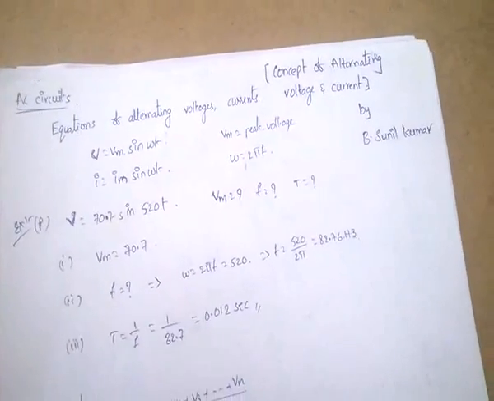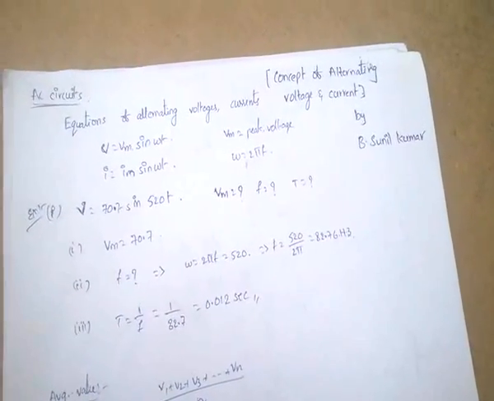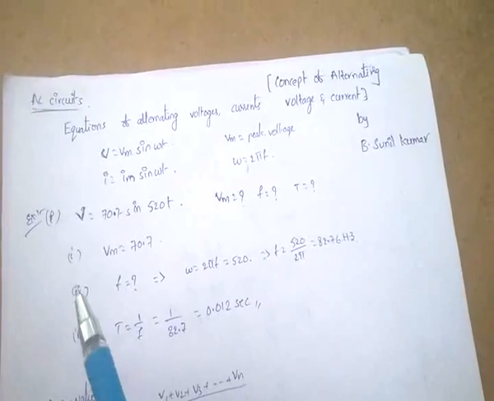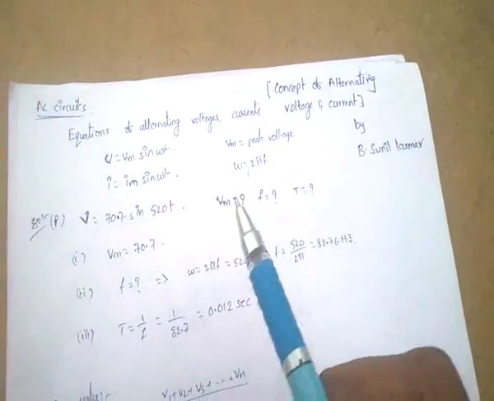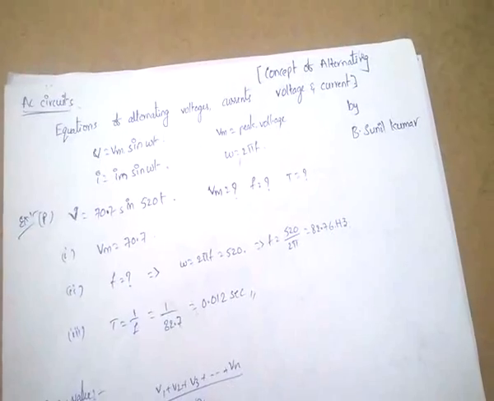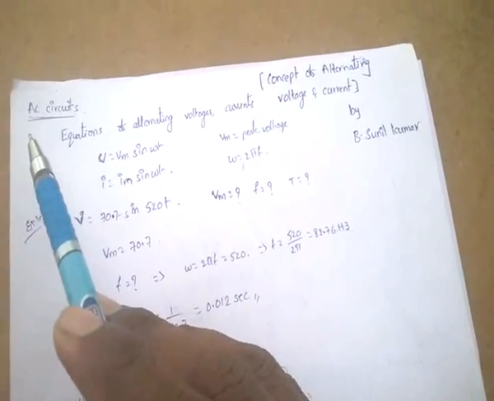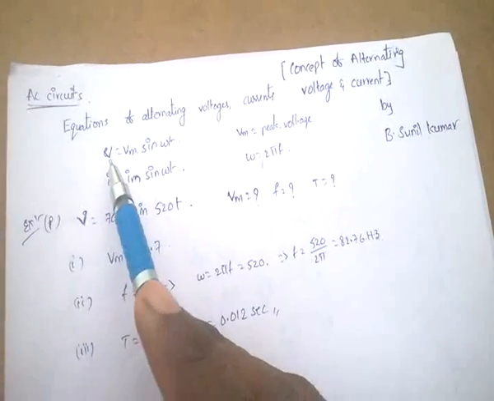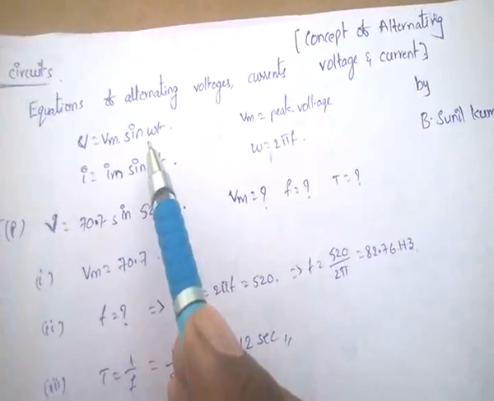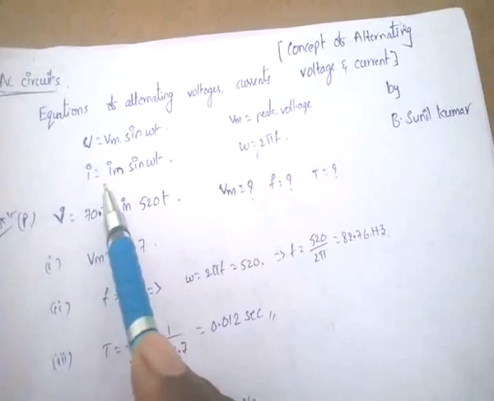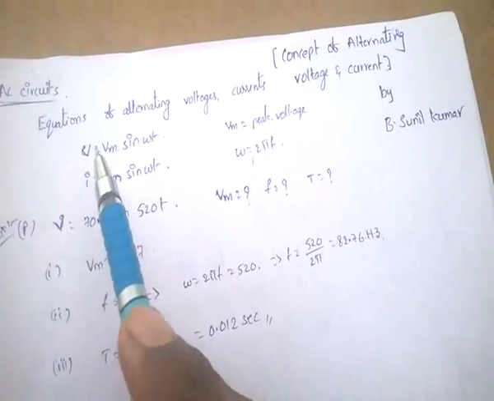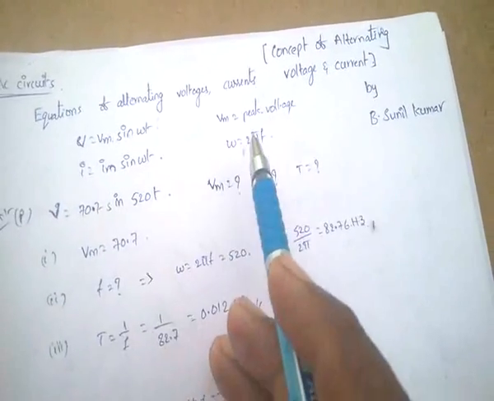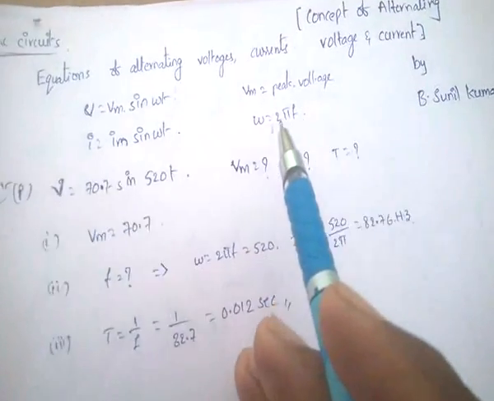In this video, I am going to discuss the concept of alternating voltage and currents, nothing but basic electricity. In this basic electricity, I am going to discuss AC circuits now. The equation of alternating voltage and currents are V equal to Vm sin omega t, I equal to Im sin omega t. Here Vm is peak voltage, Im is peak current. Omega equal to 2 pi f. Here f is the frequency.